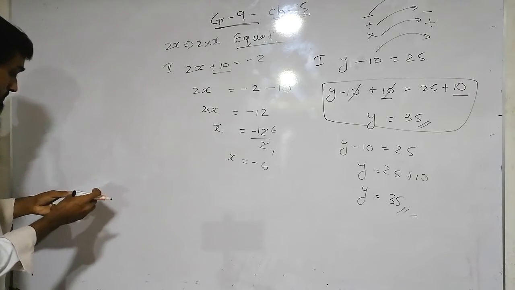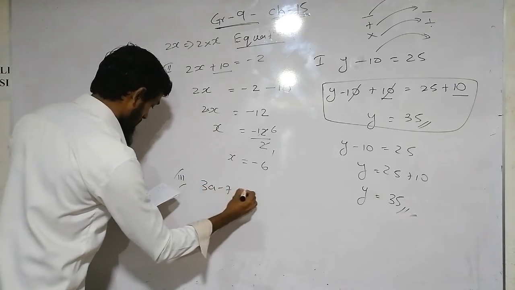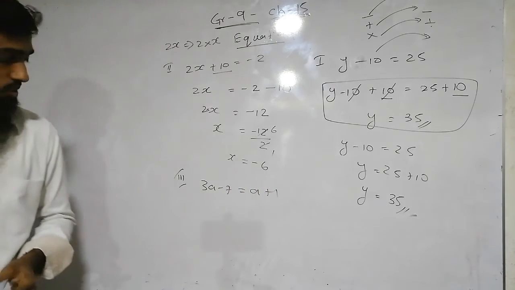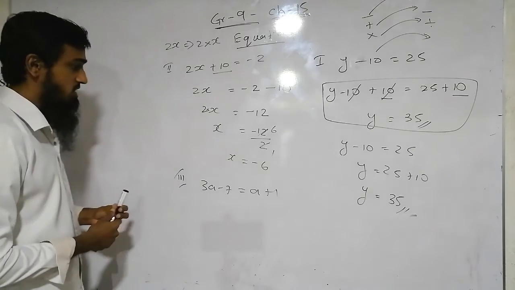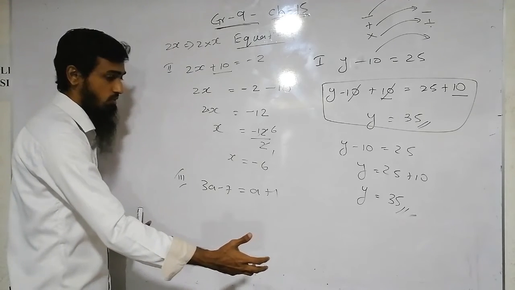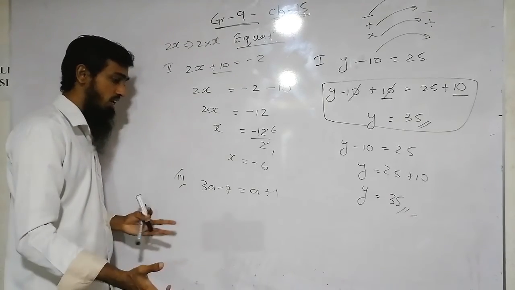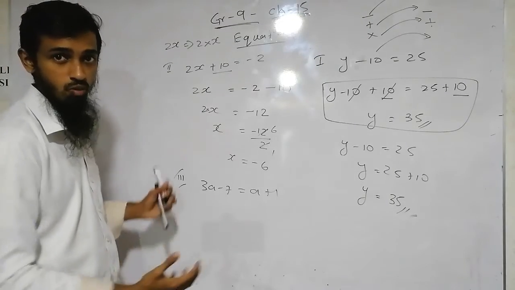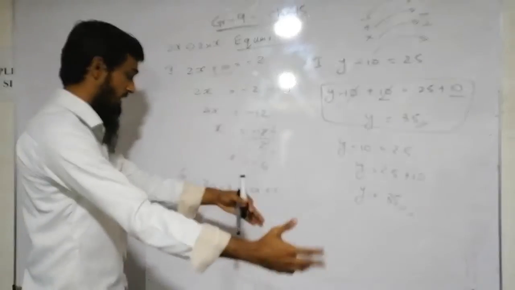Okay, our third one, 3a - 7 equal a plus 1. So in this case, on the two sides of the equation we have the algebraic terms. If we have algebraic terms on both sides, we have to get them together on one side of the equation. So we have to bring all the a's to one side, and take all the numbers to the other side.